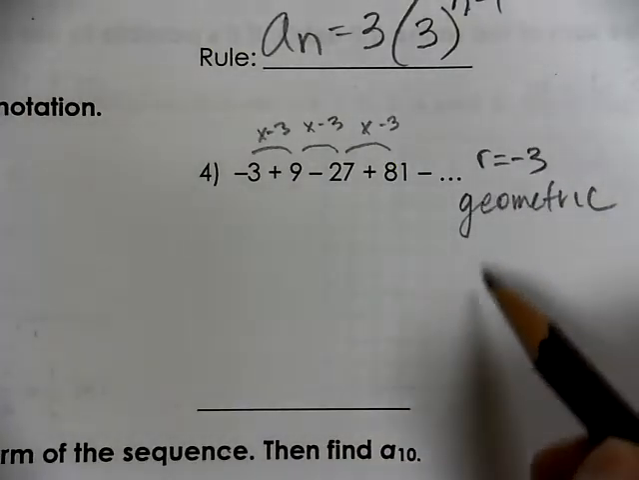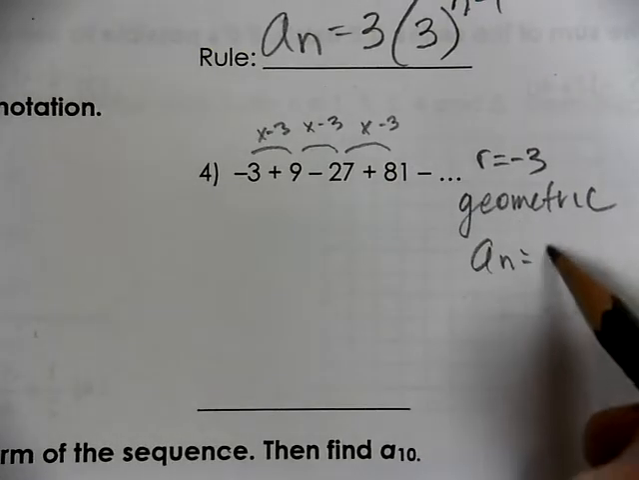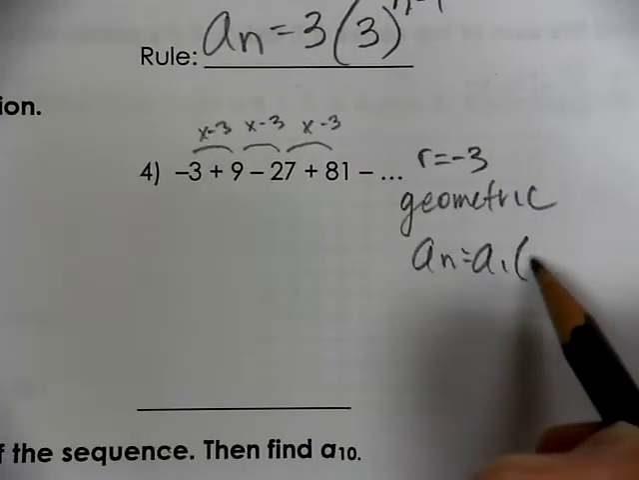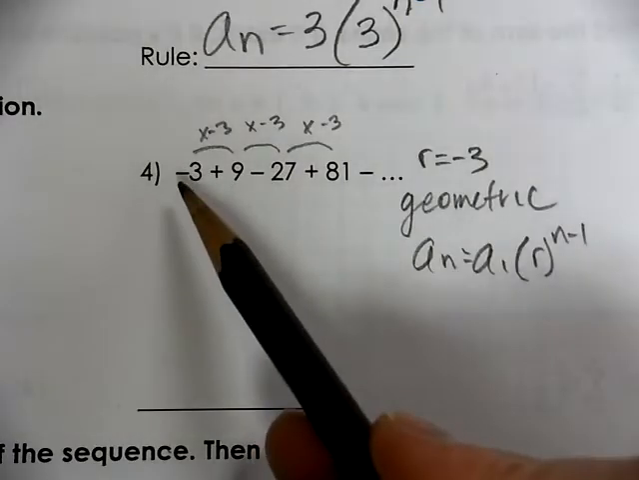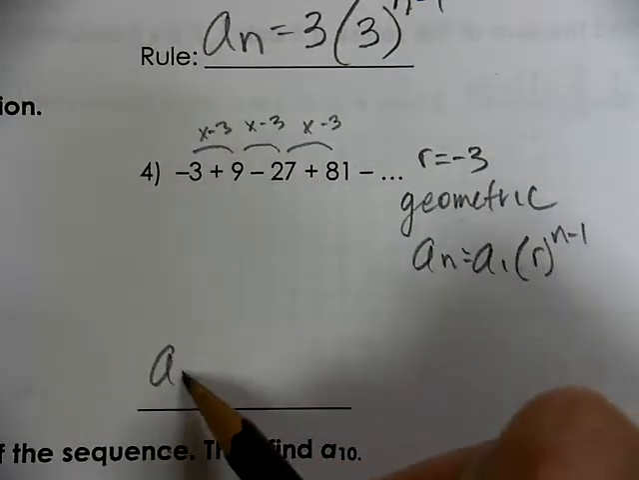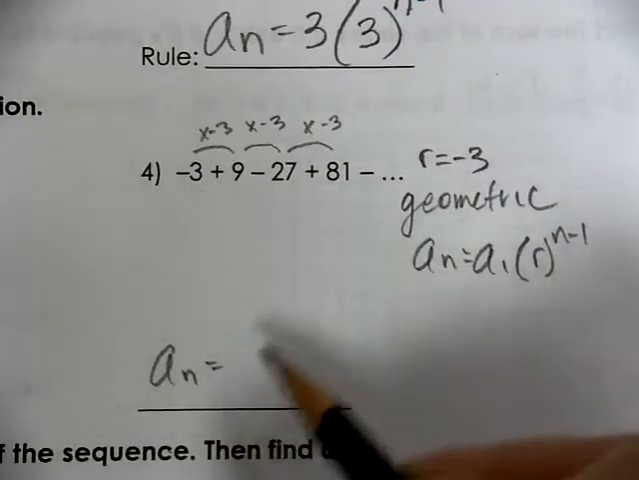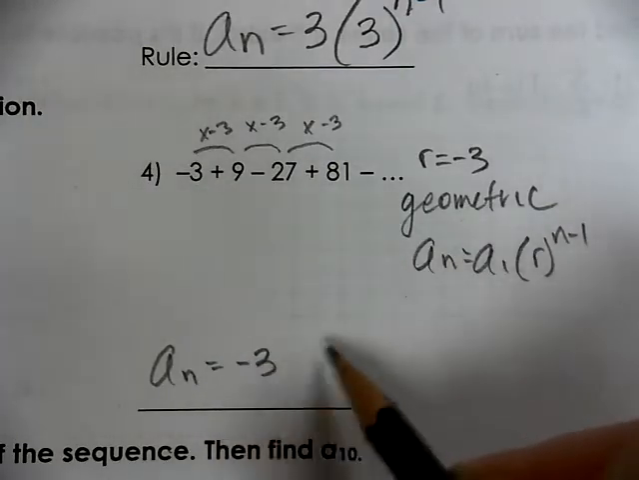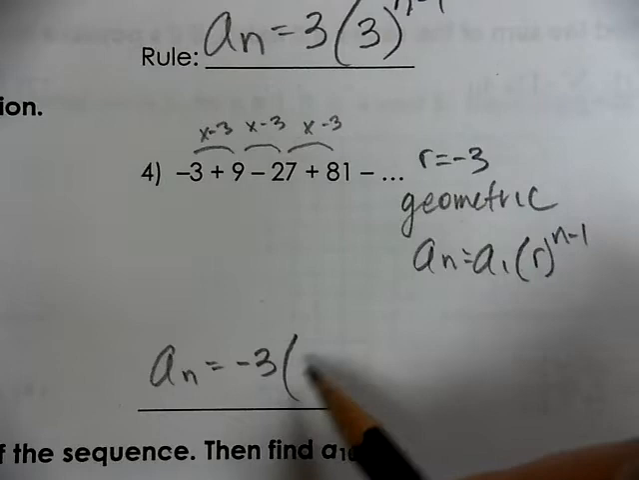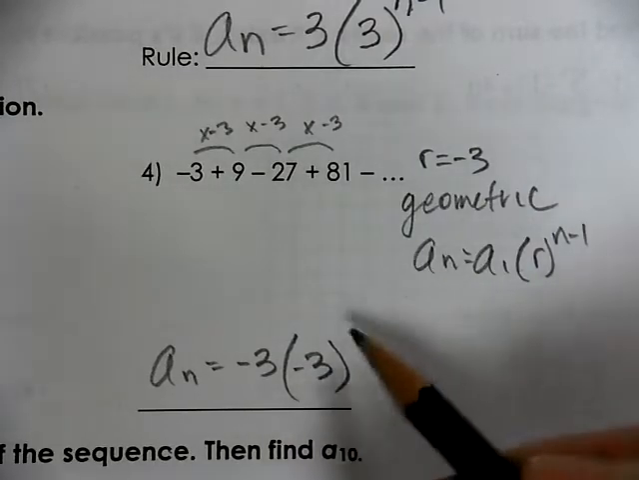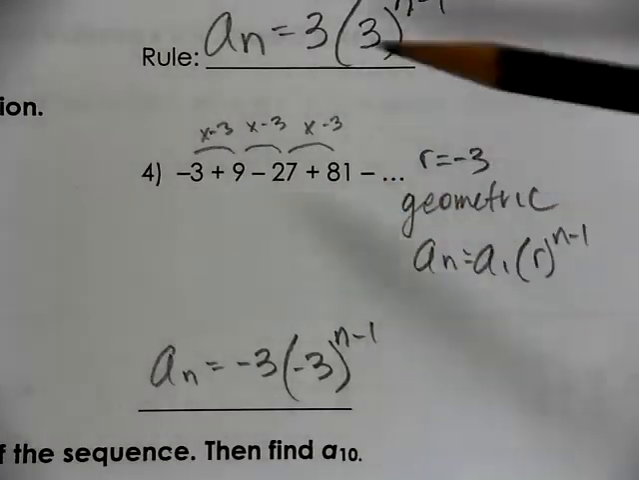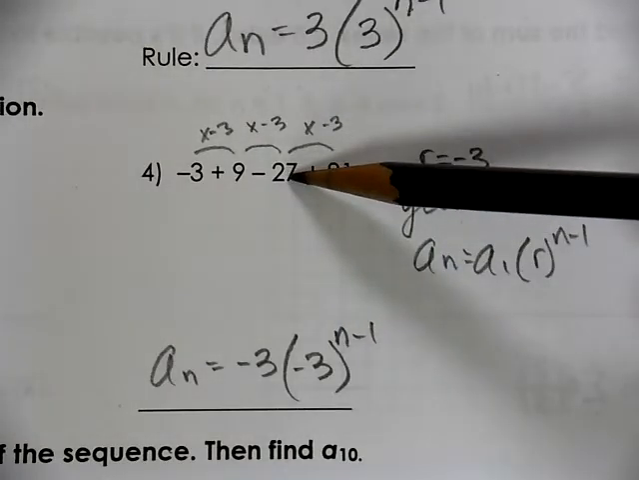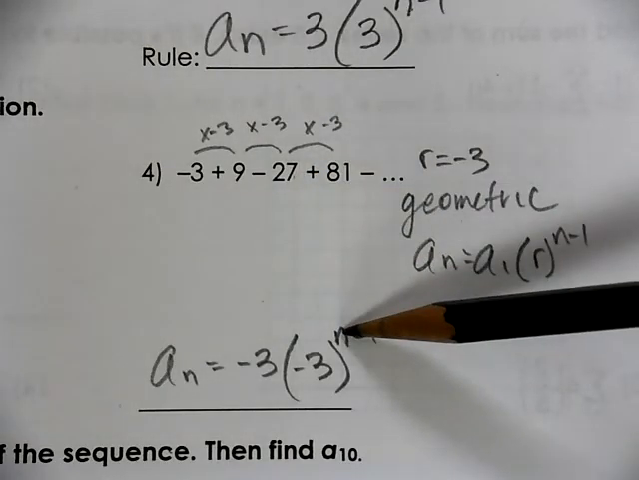So to do the geometric again, I'm going to use the format of a of 1, r to the n minus 1. My first term is negative 3. My ratio is negative 3, to the n minus 1 power. Let's test that. Let's see if we can get the third term. So we plug in a 3 here.